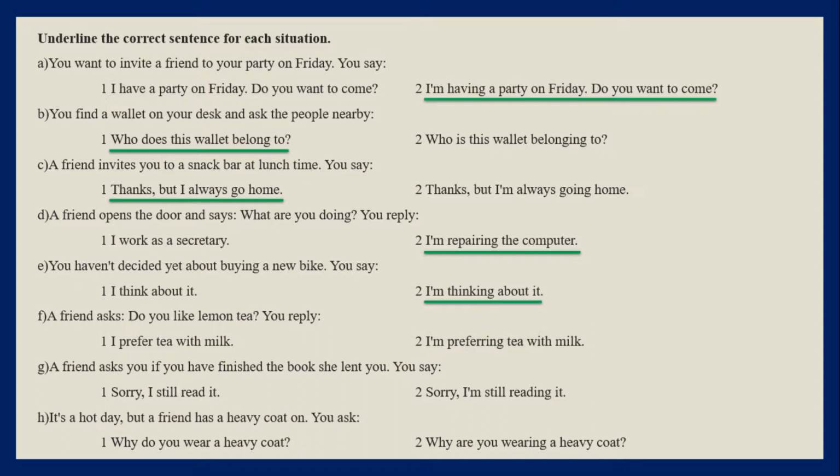When you say, for example, I think that movie was a good movie, in here you're expressing your opinion. But when by using think, you mean the action of thinking, we can use it in continuous form because it's going to be an action verb. F. A friend asks, do you like lemon tea? You reply, I prefer tea with milk, because this is just a fact. And prefer, you're expressing your opinion, so it is also a non-action verb. G. A friend asks you if you have finished the book she lent you. You say, sorry, I'm still reading it.